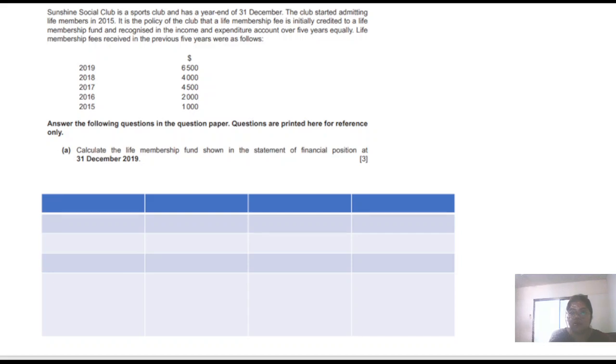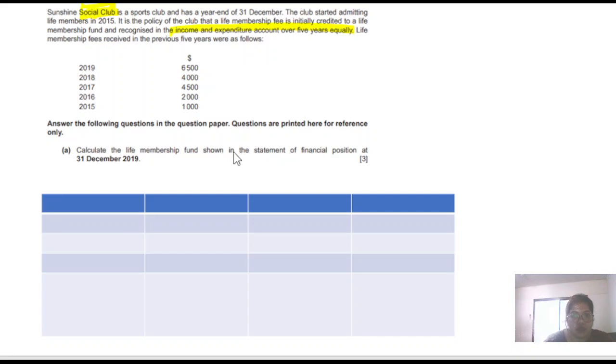Good evening everyone. Today we are going to learn how to prepare a question related to a club and society. In this question it is clearly mentioned that this is an NPO, non-profit organization question, because there is a social club. From this you came to know this is a non-profit organization. As per their policy, they have to transfer life membership fees into the income and expenditure account over 5 years equally. So pause this video and then read this question.